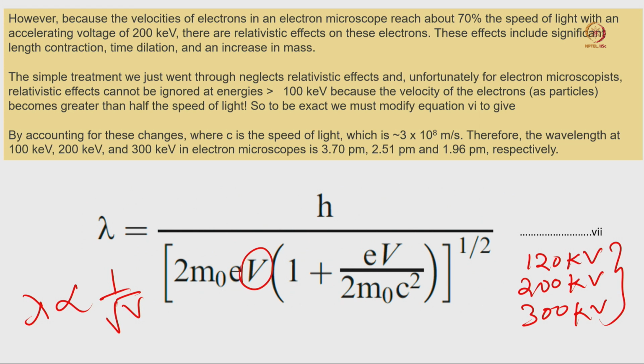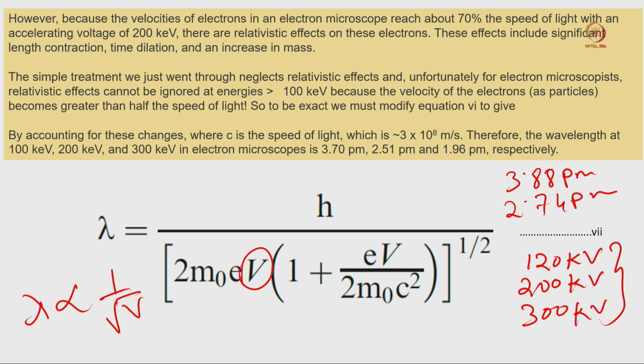So in this regard, whatever we are calculating for 100 kilovolt or 200 kilovolt, last class I mentioned that overall roughly the wavelength will be 3.88 picometer, and for 200 kilovolt the wavelength is 2.74 picometer, and then for 300 kV it is 2.24 picometer.